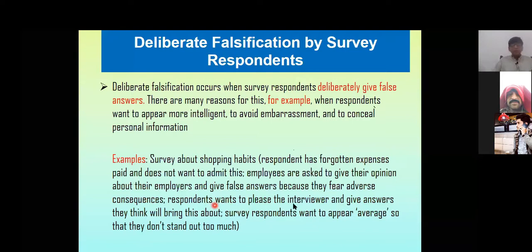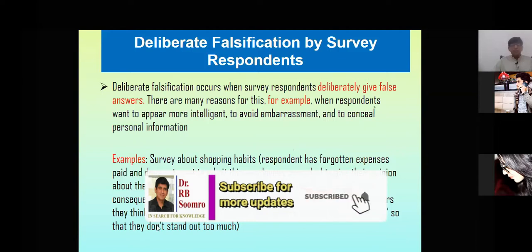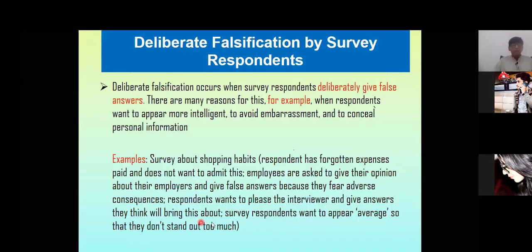The respondent wants to please the interviewer. Sometimes respondents try to please or make the interviewer happy. That's why they try to answer the question in a way that should make the interviewer happy, and give answers they think will bring about a positive reaction.